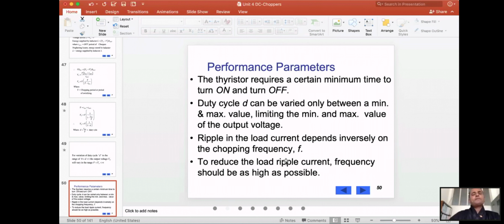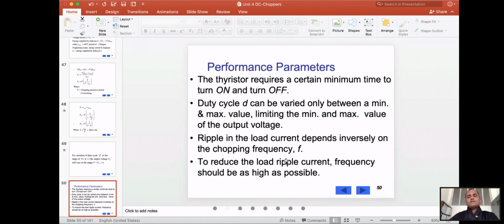So what are the performance parameters? The thyristor requires a certain minimum time to turn on and turn off. When you trigger the SCR, it will require certain time to turn on and turn off. So the duty cycle D can be varied only between the minimum and maximum value, limiting the minimum and maximum value of the output voltage.